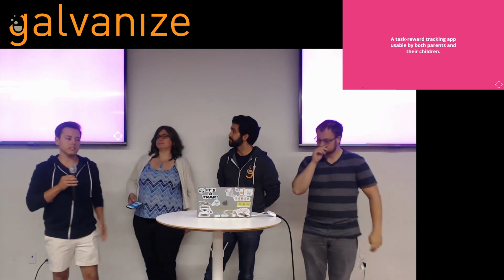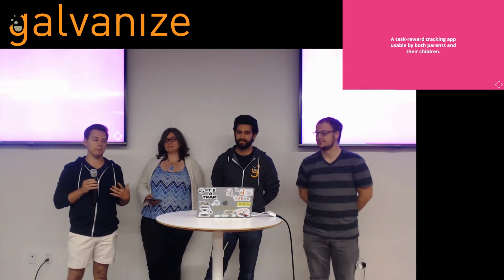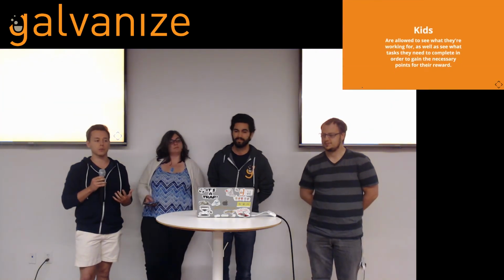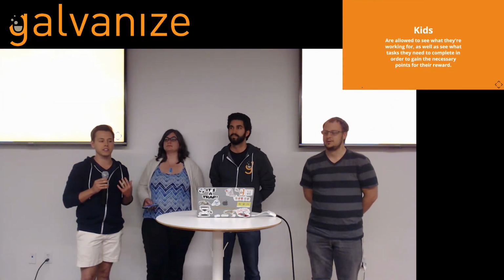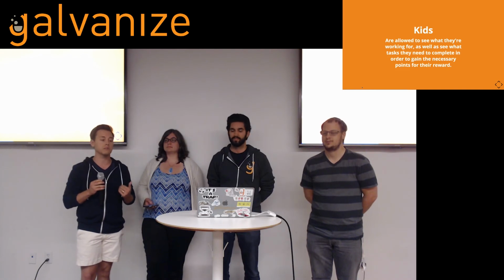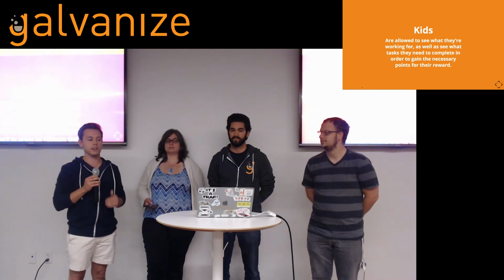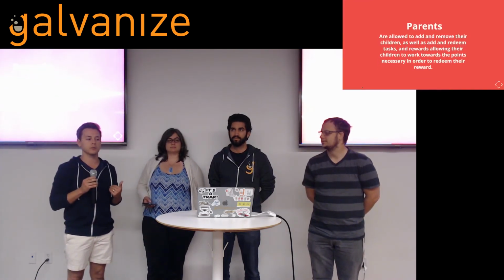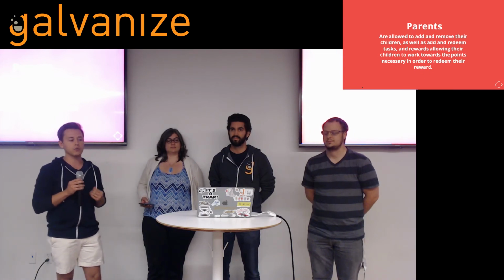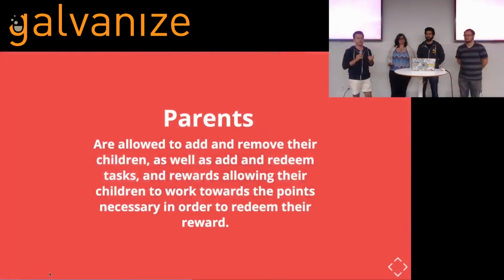So Little Helpers is a task reward tracking app usable both by parents and their children. Kids are allowed to see what they're working for, as well as what tasks they need to complete in order to gain necessary points for their reward. And parents, on the other hand, are allowed to add and remove their children, as well as add and redeem tasks and rewards, allowing their children to work towards points necessary in order to redeem their reward.